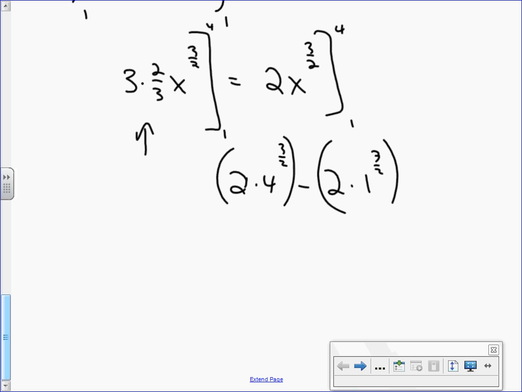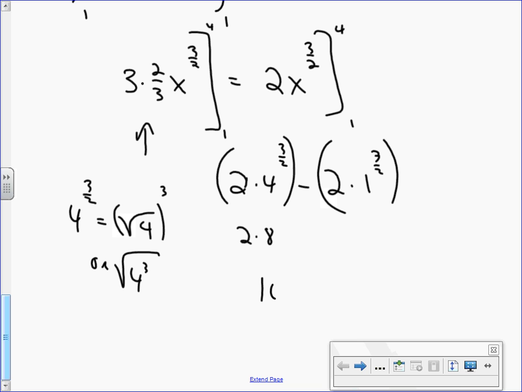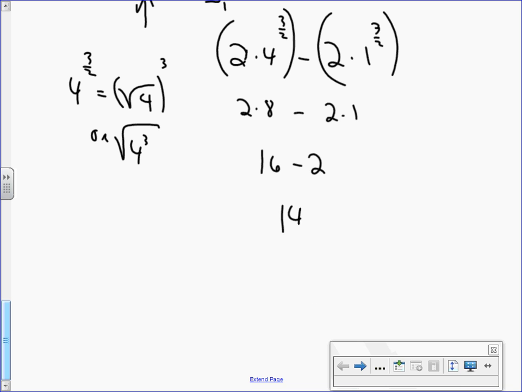So I picked this example because I wanted to make sure you remembered how to do 4 to the 3/2. That means the square root of 4 cubed, or the square root of 4, cubed. Either one of those things, whichever one looks easier, will work. This time I'll do the square root of 4 is 2, cubed is 8, so 2 times 8 is 16. And of course the 1 to the 3/2 is just 1, and so my definite integral here is 14. Okay?